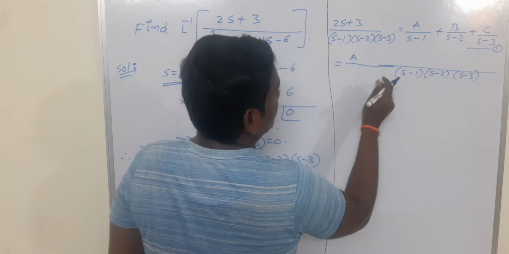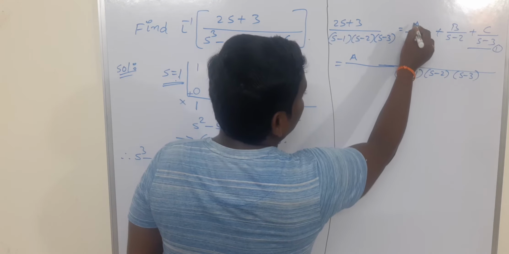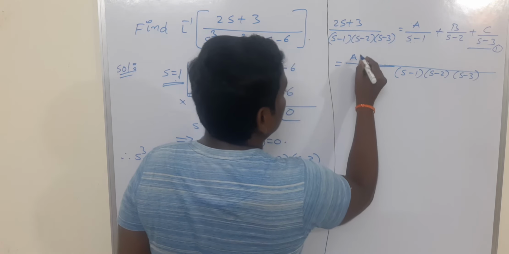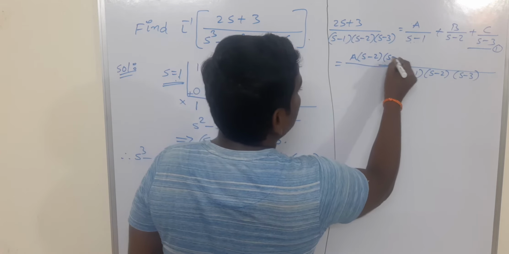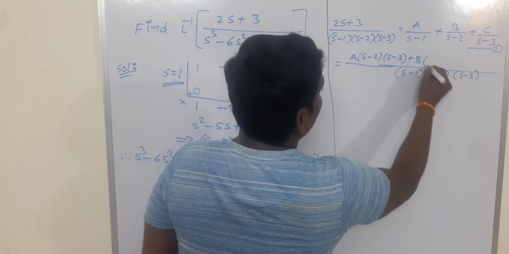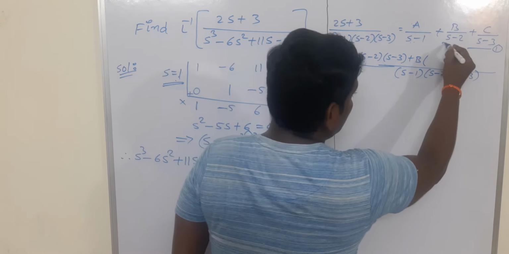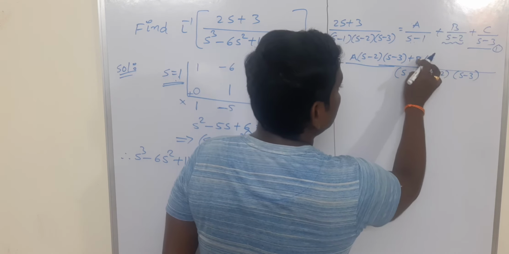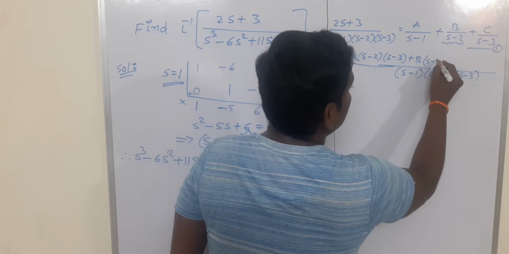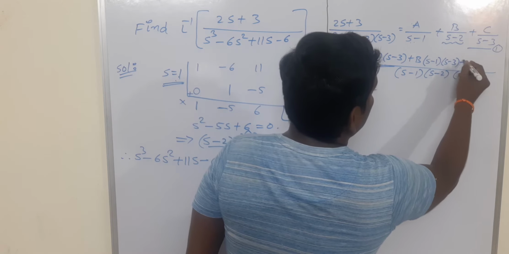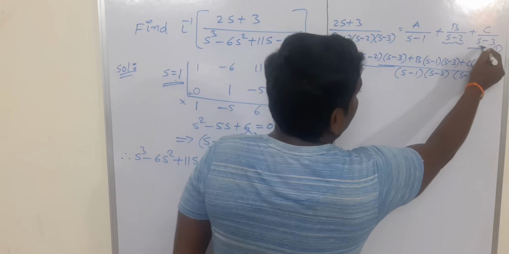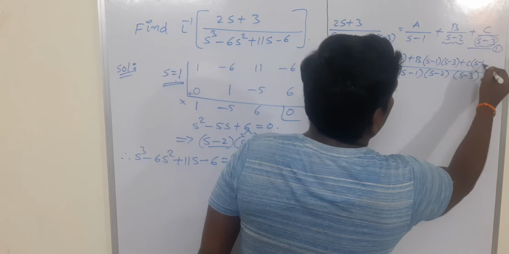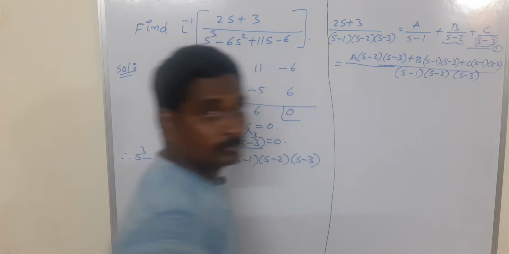So a into, already here we have s minus 1 in the denominator of a. That's why multiply numerator a with these two different factors. So a of s minus 2 of s minus 3 plus b into, already s minus 2 is there, that's why multiply with the different linear factors. Numerator b is multiplied by s minus 1 and s minus 3 plus c of, already s minus 3 is there, that's why you should multiply c with these two factors, s minus 1 into s minus 2.